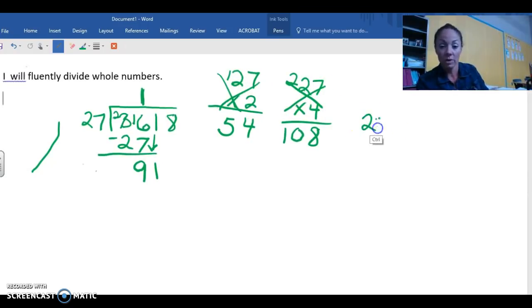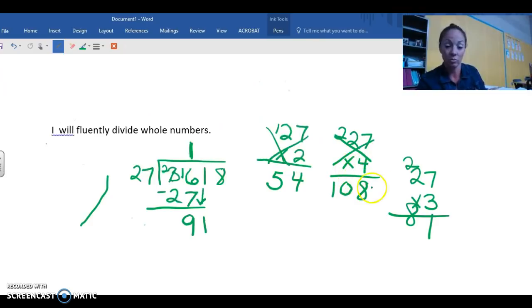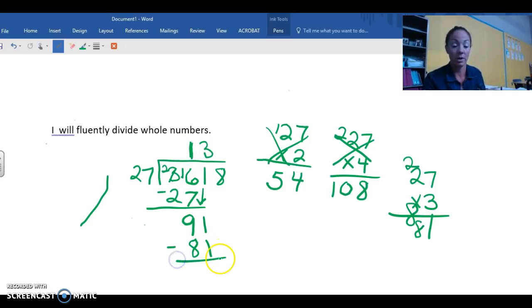What about 27 times 3? 3 times 7 is 21. 3 times 2 is 6, plus 2 more is 8. Whoa, that didn't go where I thought it was going to go. How's that? So we come over here and we put the 3 up here in our answer. 91 minus 81. 1 minus 1 is 0. 9 minus 8 is 1. So we have 10 down here for our answer.